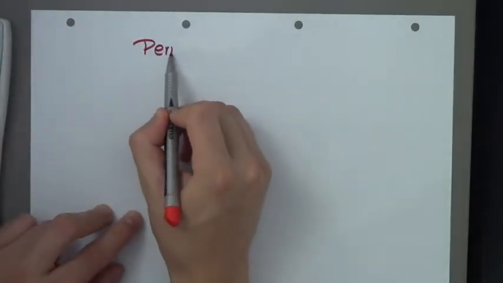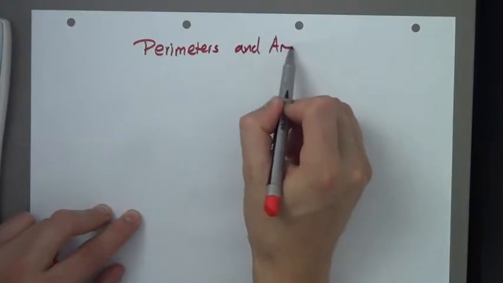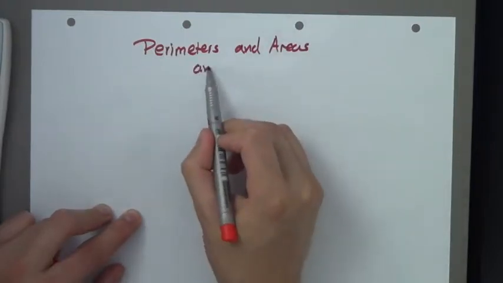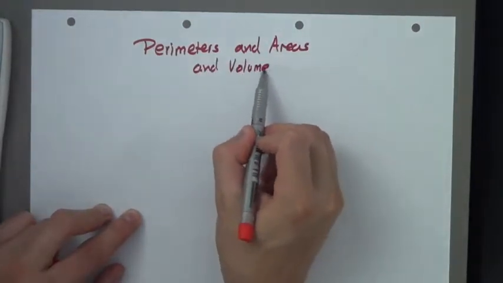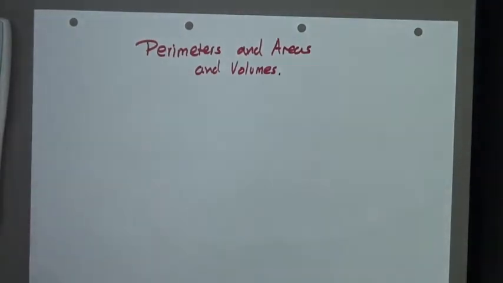We are looking at chapter 7, which is basically perimeters and areas, and also volumes. Right, question 1. It says a piece of rope is wound around a cylindrical pipe 18 times. If the diameter of the pipe is 600 millimeters, how long is the rope?